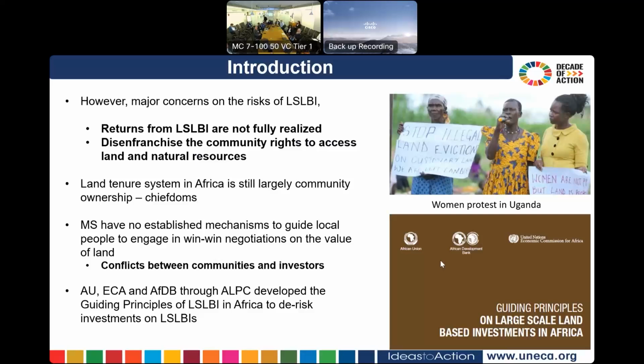And we've had very severe situations where there have been real conflicts between investors and communities. Some investors killed, that has happened in our countries. And we want to try and make it profitable for investors, get the returns governments are looking for, and communities benefit. How can we do that? So the Africa Land Policy Center, previously the Land Policy Initiative, developed guiding principles on large-scale land-based investments to try and de-risk these investments. It's a tool for member states, for investors, for communities. And these guidelines are available on the website, should you be interested.